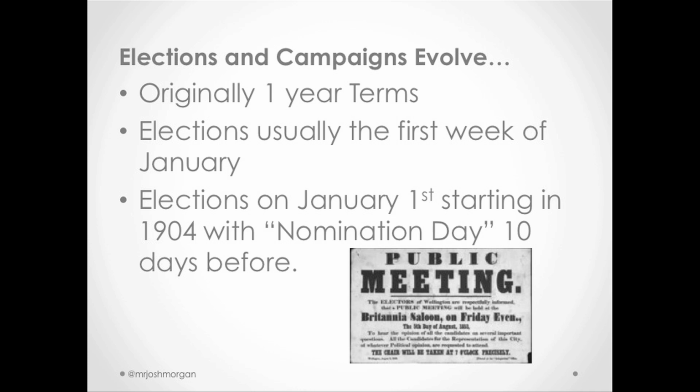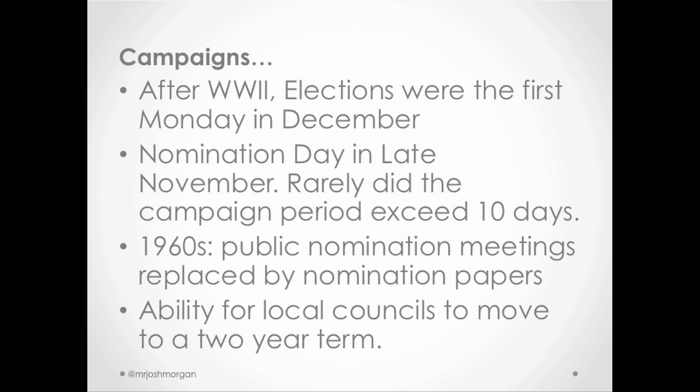When we have elected governments, we have campaigns. And originally they were one-year terms. They had elections in the first week of January, and they had campaigns that were about 10 days long. And to elect these people, everybody got together in a public meeting and decided who was going to run. The system evolved, and after World War II, nomination days changed, and in the 1960s, a major change was made where they dropped the public nomination meeting for filing nomination papers, which most people are familiar with.